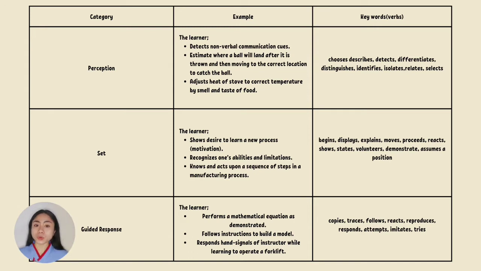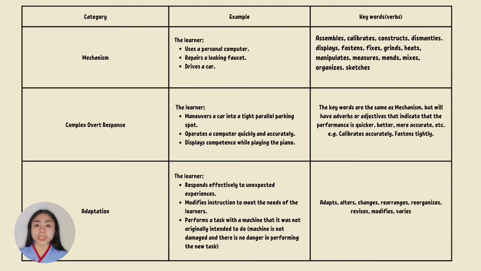We have set, or what we call mindset. It refers to the readiness to act. We also have guided response, refers to the early stage of learning a complex skill. It is the first attempt at a physical skill and includes imitation and trial and error. We have mechanism, basic proficiency. You should take note on this because these are the important keywords on learning outcomes. So mechanism is the intermediate stage in learning a complex skill.